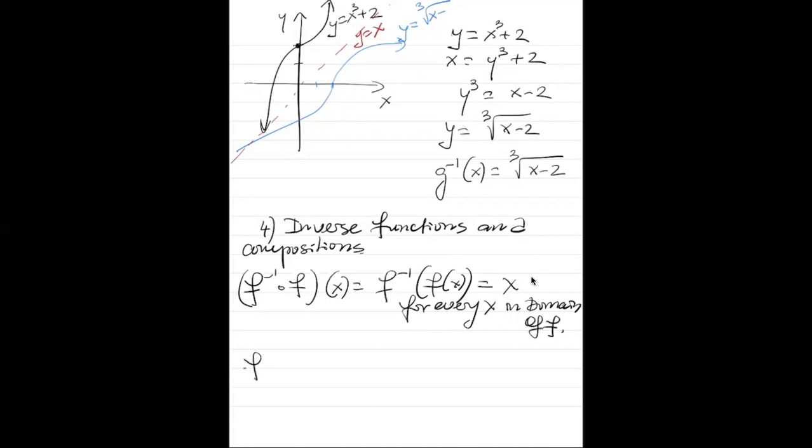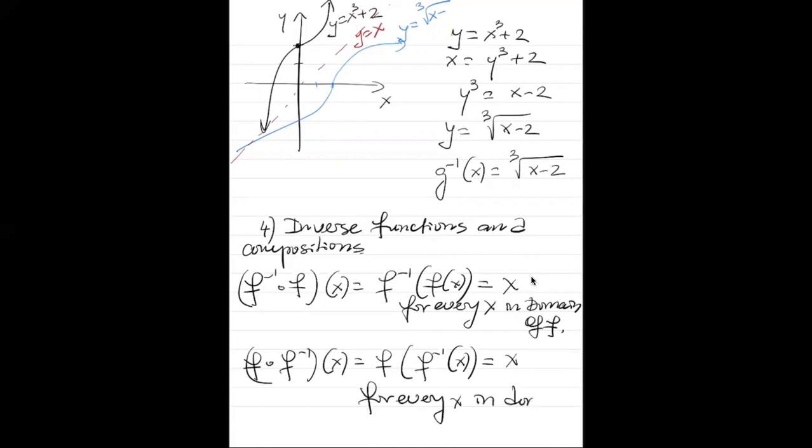And then if I compose these two in different order, that is f of f negative 1 of x, that's equal to x as well, for every x in the domain of f negative 1.